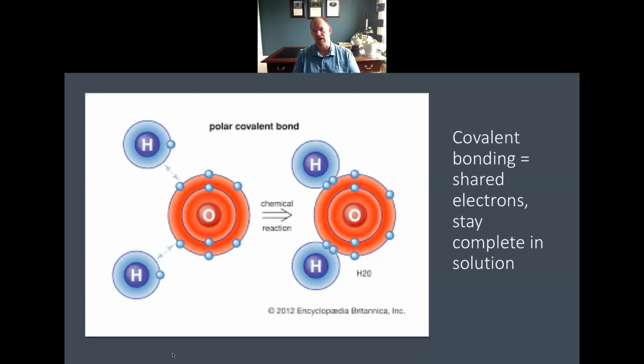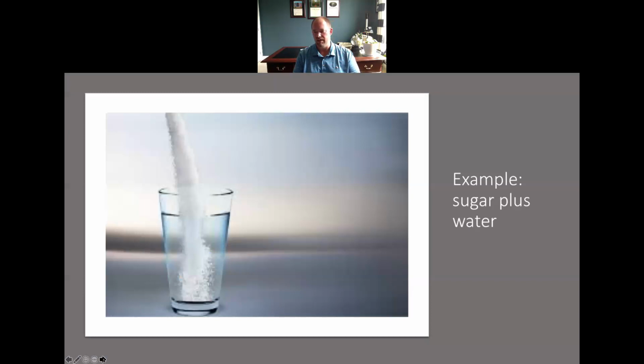When we talk about molecules, there's a couple of different types of bonds. One would be called a covalent bond. This is basically where atoms in a given molecule are sharing electrons, and these typically will stay complete in solution. A perfect example, obviously, would be water. Water has a covalent bond; the electrons are shared between the hydrogen and oxygen atoms. And in solution, water is water.